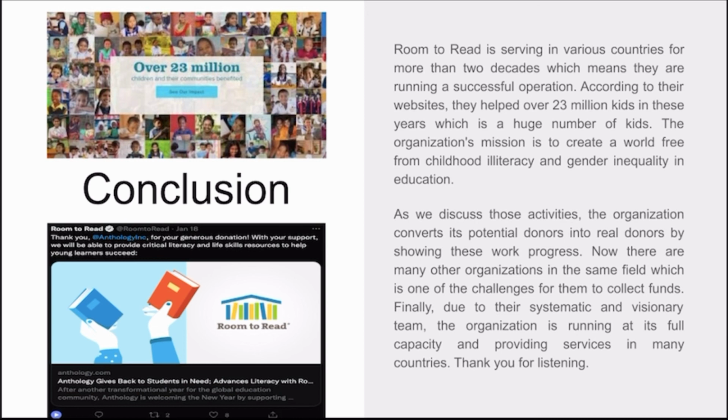Now, there are many other organizations in the same field, which is one of the challenges for them to collect funds. Finally, due to their systematic and visionary team, the organization is running at its full capacity and providing services in many countries.